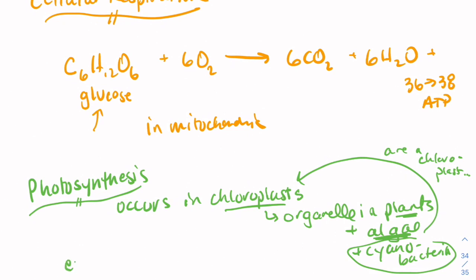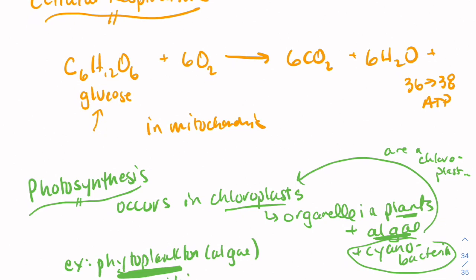So for example, phytoplankton are a type of algae. And they are unicellular eukaryotes, and they do photosynthesis. Phytoplankton live off of, I don't know, some sort of high percentage of the world's oceans. And they're doing photosynthesis over much of the world's ocean.